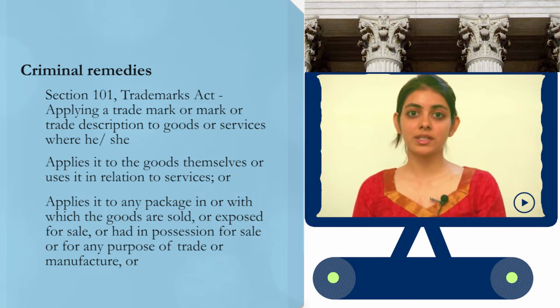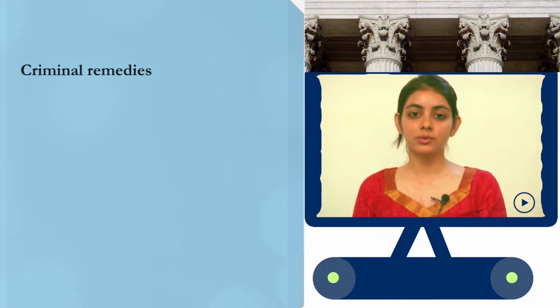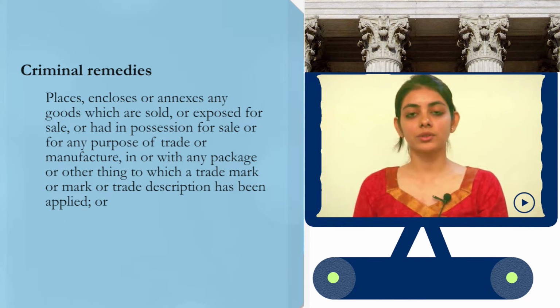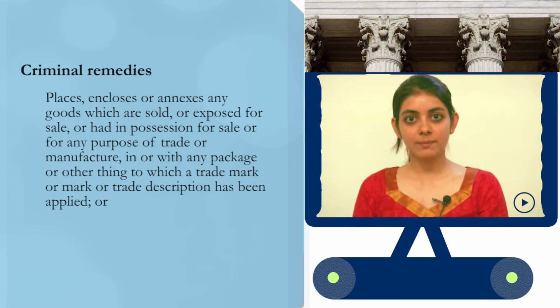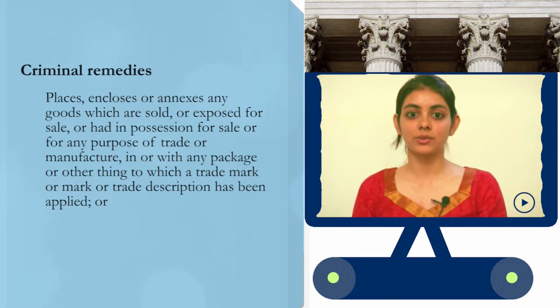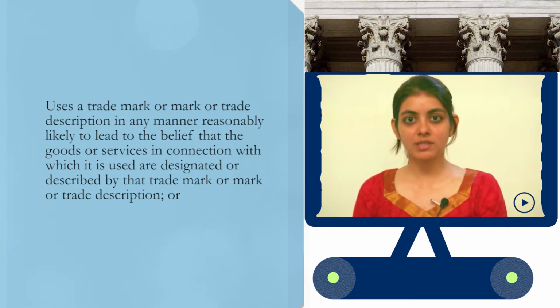As you would have noticed, applying a mark includes both applying it on the goods themselves or services, or applying it to any packaging pertaining to the same, and also includes placing those physical goods at any location. This also includes use of a trademark or trade description in any manner that will reasonably cause people to believe that those specific goods or services are sold under that trademark.